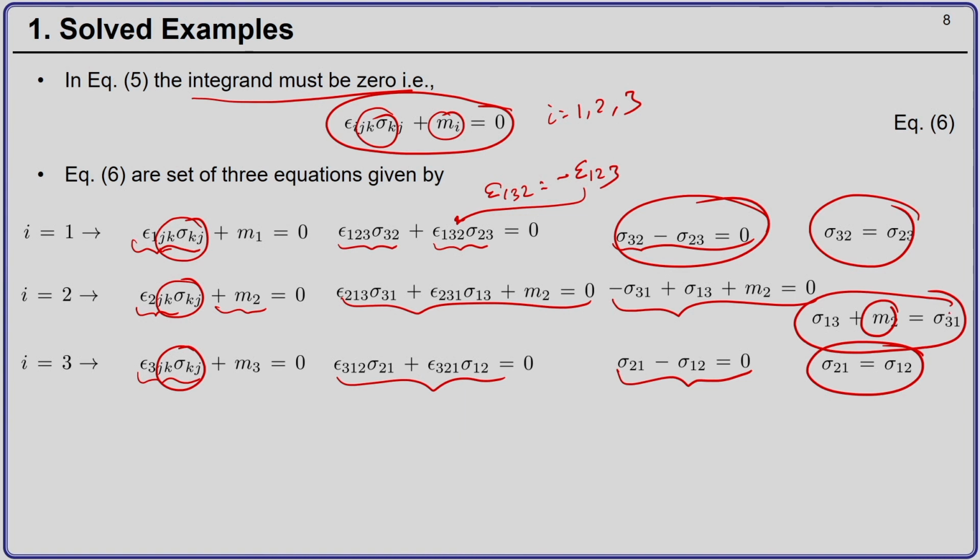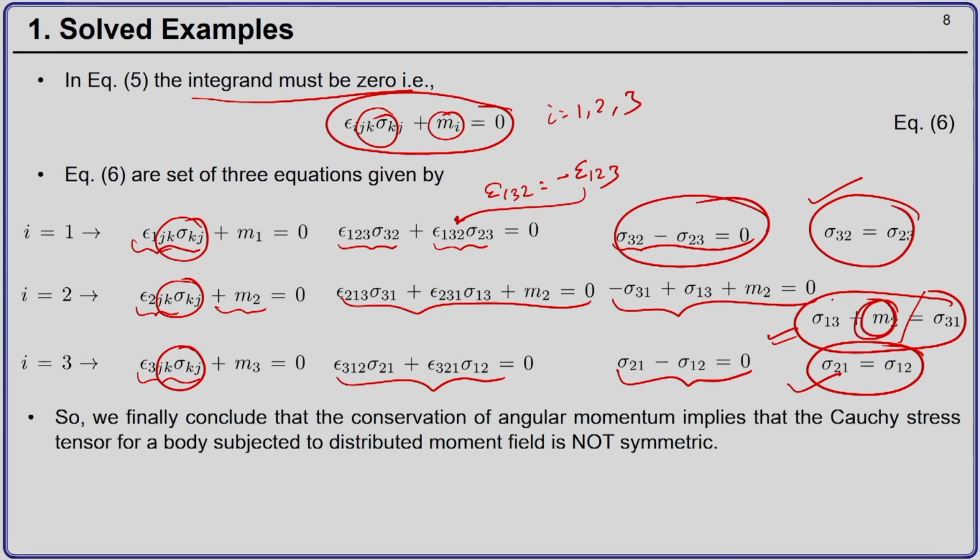So, now we see that although out of the 3 shear components 2 are the same, sigma 1 3 is not equal to sigma 3 1. It is sigma 1 3 plus m 2 equal to sigma 3 1.